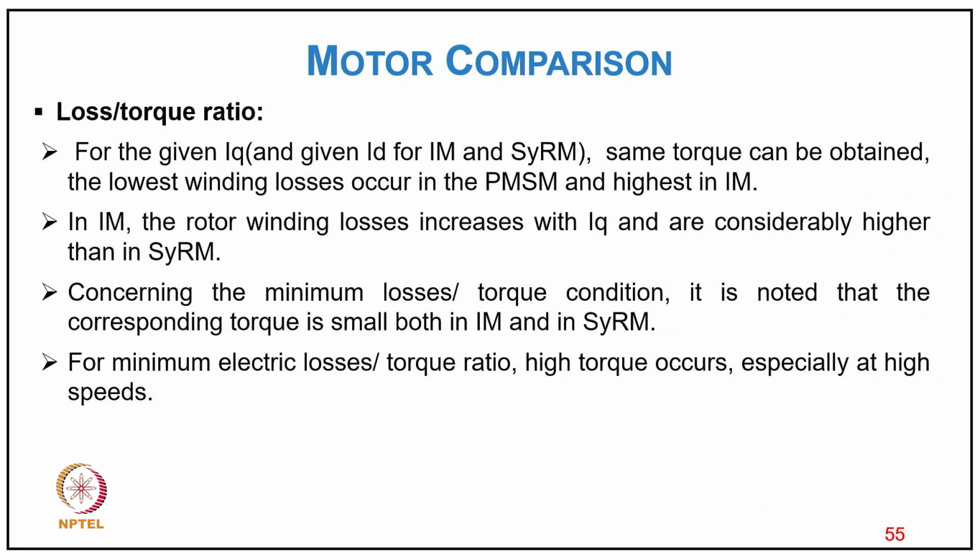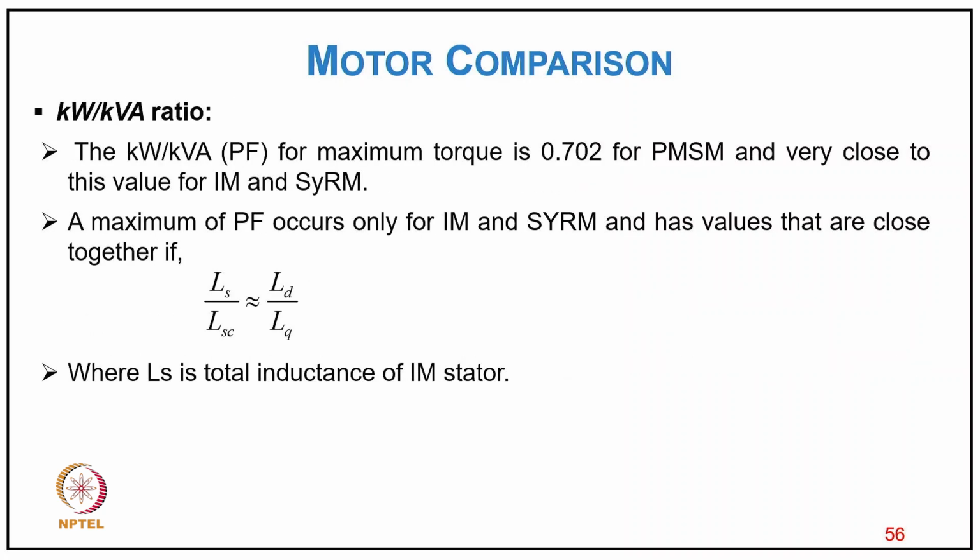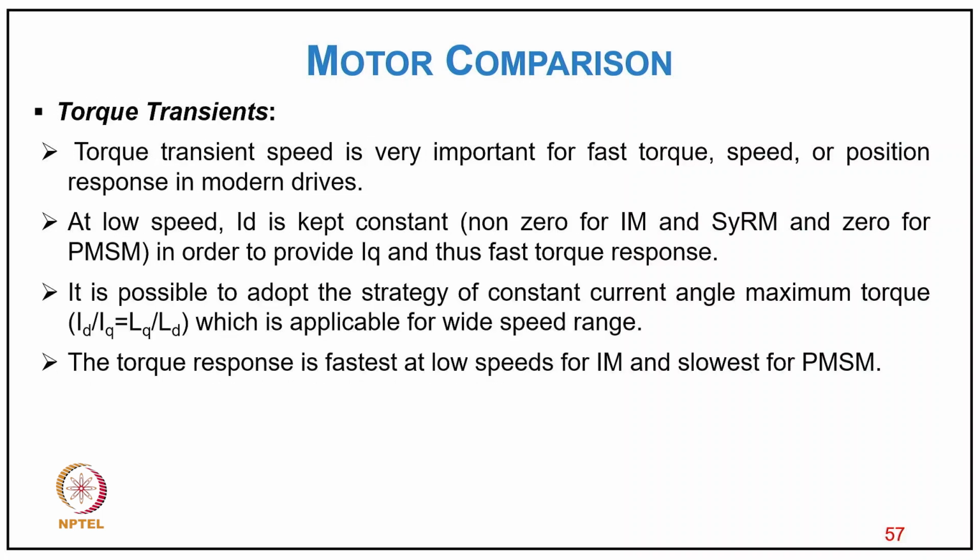In the induction motor, the rotor winding losses increase with Iq and are constantly higher than the synchronous motor. Concerning the minimum loss of torque condition, it is noted that the corresponding torque is small in both the induction motor and synchronous motor. So minimum electric losses torque ratio, high torque, occurs especially at high speed. The kW to kVA ratio, the power factor for maximum torque, is 0.702 for PMSM and very close to the value of the induction motor and synchronous motor. The good power factor occurs only in the induction motor and synchronous motor, and has a value close to Ls upon Ls equal to Ld upon Lq, where Ls is the total inductance of the induction motor.